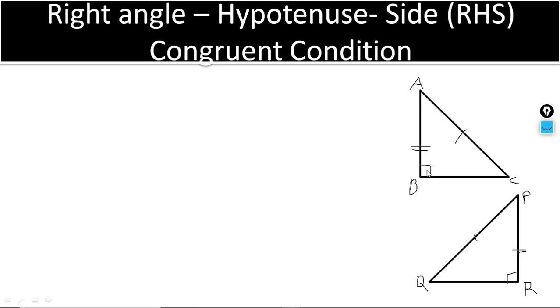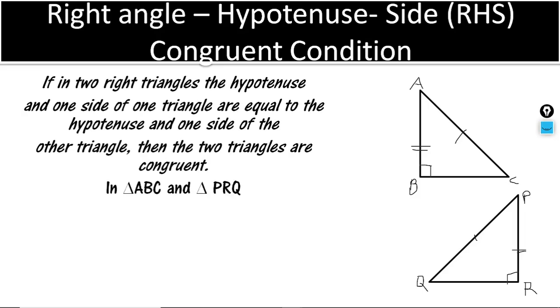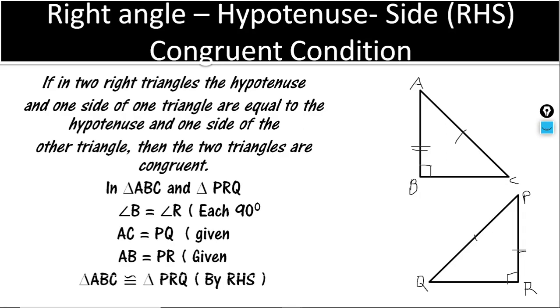As you see, in the first triangle, angle B's opposite side is AC, which is the hypotenuse. In the second case, it is PQ, which is the hypotenuse, and both of them are equal. And right angle, hypotenuse and third side, it is a side, any one side. It is AB, and here it is PR. They are equal, so the triangles become congruent by RHS congruent condition. Or if the side AB is equal to QR, still they will be congruent by RHS congruent condition.